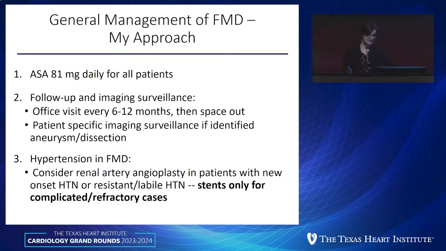Hypertension and FMD. I rarely send patients for intervention these days, unless they've got new onset hypertension, like less than 2 years, or resistant and labile hypertension. I'm not sending them for renal angioplasty. And this is a population that you really want to avoid stenting in because, again, we're in the mid to distal artery most times. Stent fractures happen frequently for these patients, as well as dissections. They're not normal arteries. So usually angioplasty alone if you are going to do something.